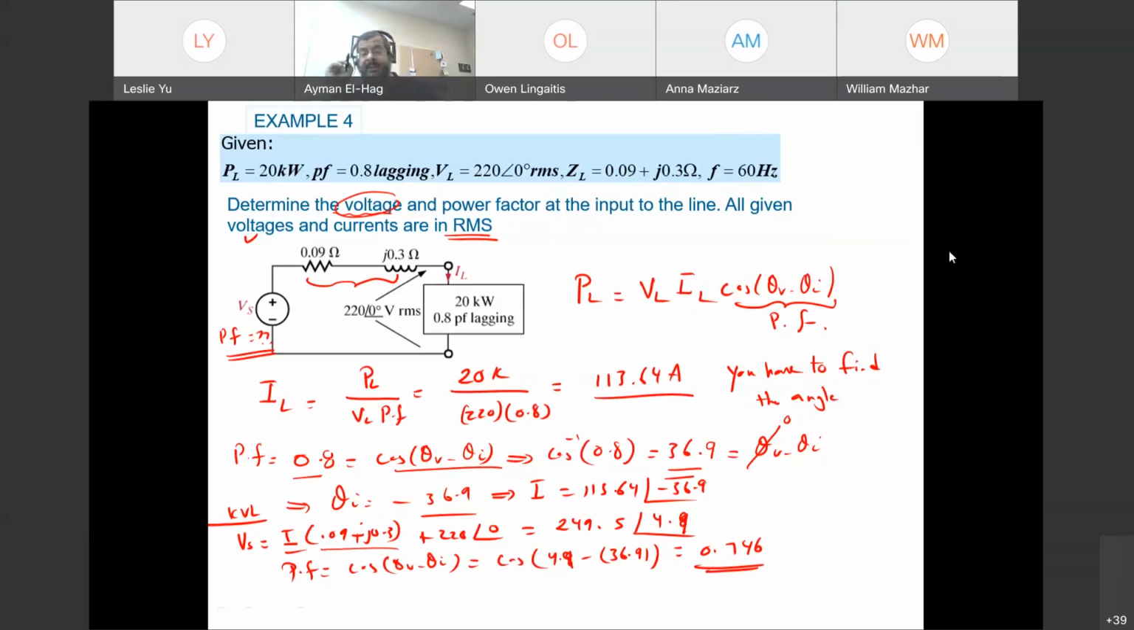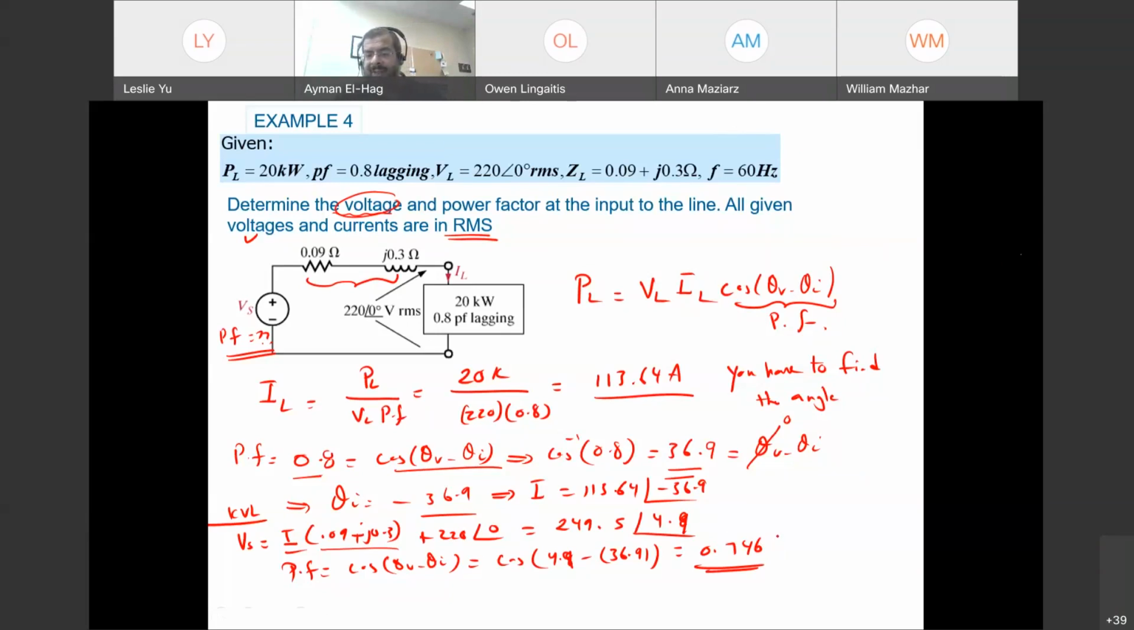Calculation is correct, but there is something missing here. If you don't write the following statement, or you don't do something here, you will lose 1 or 2 marks unnecessarily. What do you think is missing here? Okay, excellent, excellent. Good, William, good, Grace.